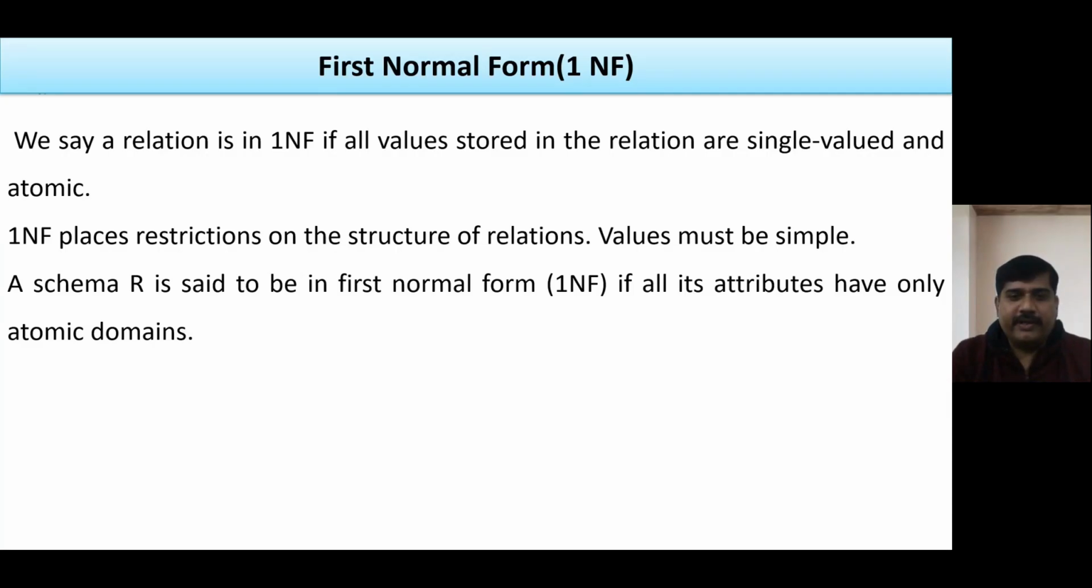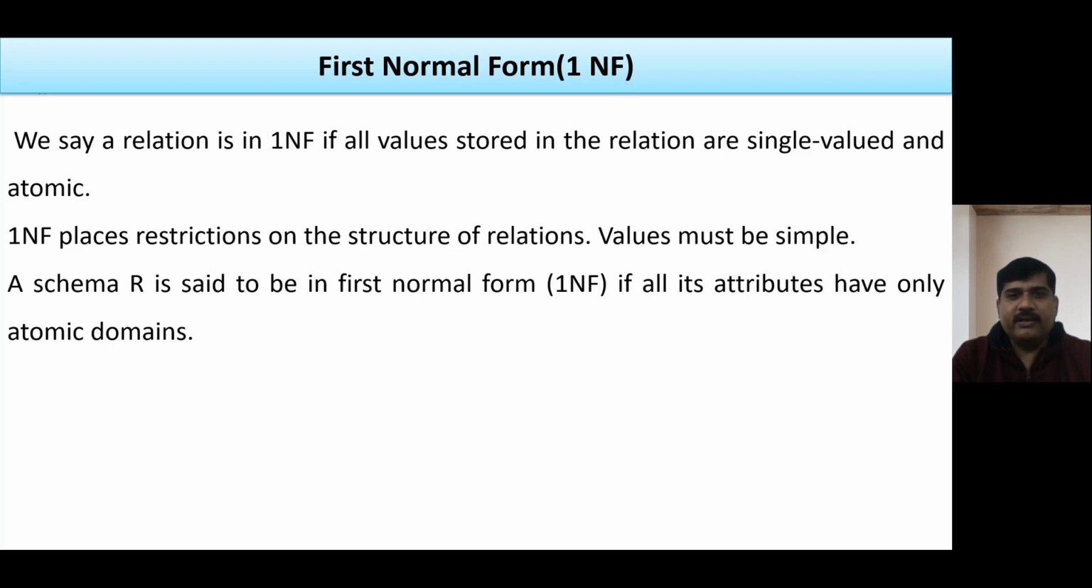Now I am going to explain first normal form. What do you mean by first normal form? A relation or table is said to be in first normal form if and only if all the underlying domains contain atomic value and single value.